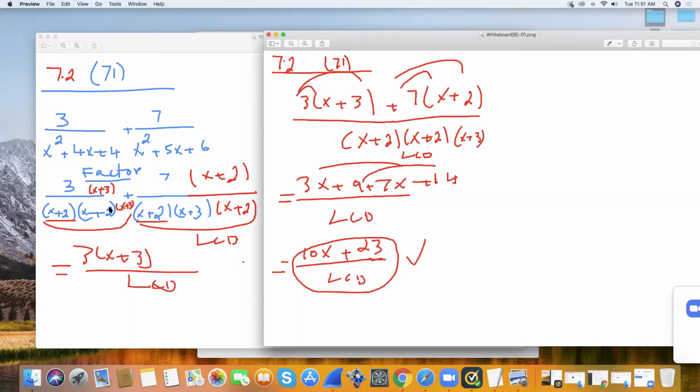You only add or subtract the tops. That's what we did. So we kept the LCD. You can just write LCD if you don't want to write the whole thing again. And we added the tops together here. This one plus this one over the same thing, LCD. Okay, so that's 72.